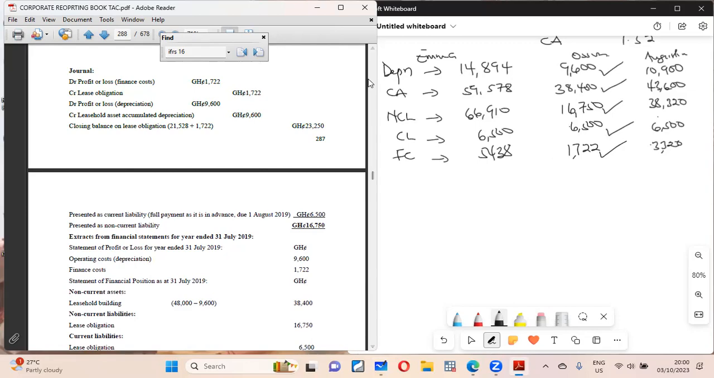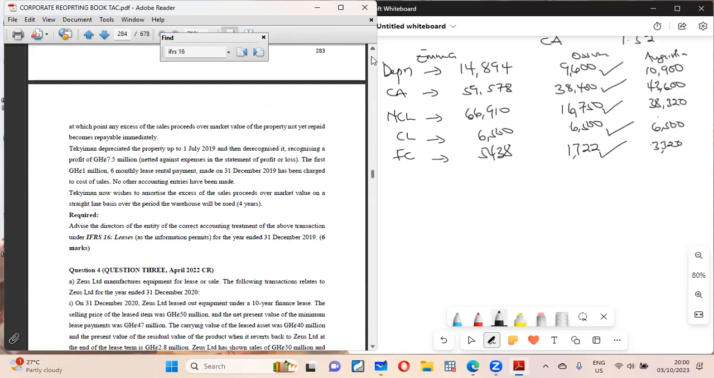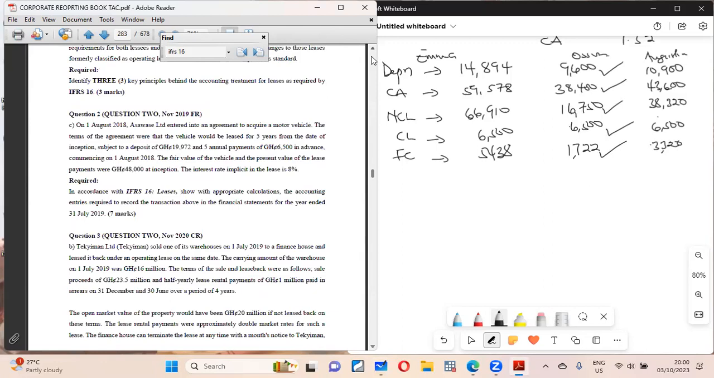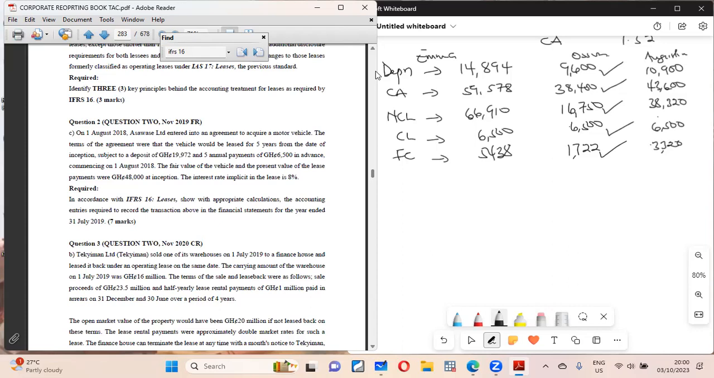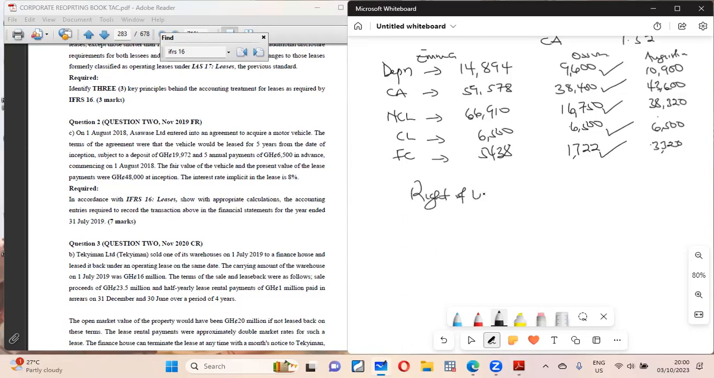Okay, I had the 9.6 depreciation, but I saw that in the question it talks about a deposit. Oh, so you saw the 19,970. So I added the deposit back to the depreciation, the 19,972 back to the 48,000.